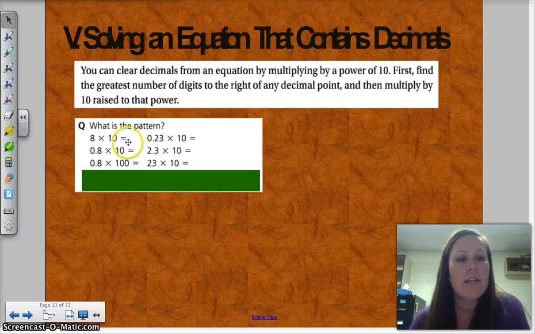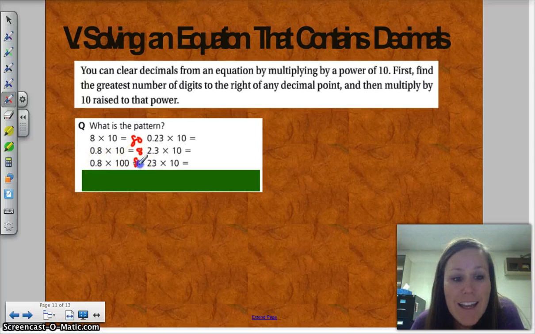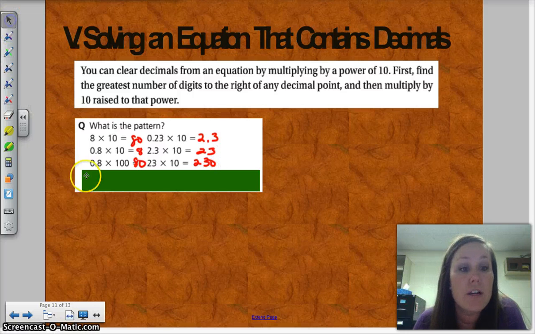All right, so 8 times 10 equals, obviously, 80. 0.8 times 10 is 8. No, it's not. Yeah, it is. 0.8 times 100 is 80. 0.23 times 10 would be 2.3. 2.3 times 10 would be 23. And then last, 23 times 10 is 230. So do we see a pattern here?